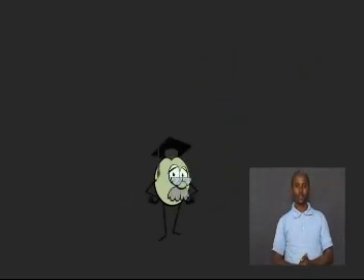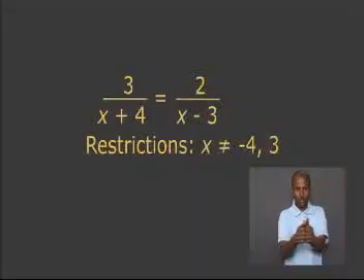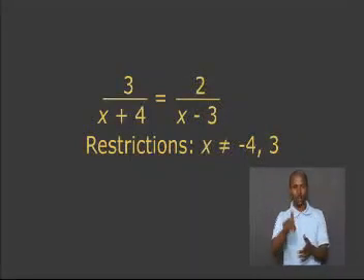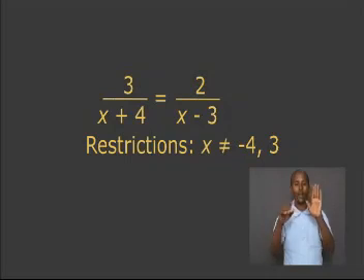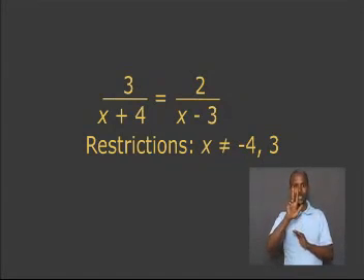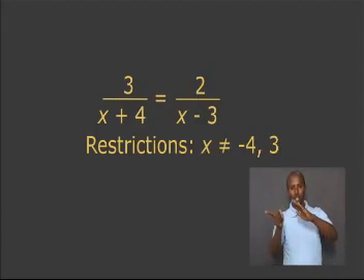Time's up. Let's get back to our lesson. Welcome back, students. Let us find the correct answer together. Here is the equation. Our restrictions are that x cannot equal -4 or 3, since either would reduce the denominator to 0.